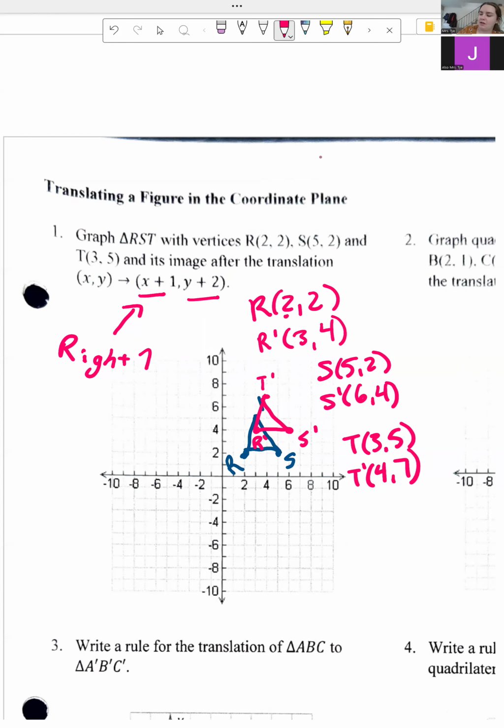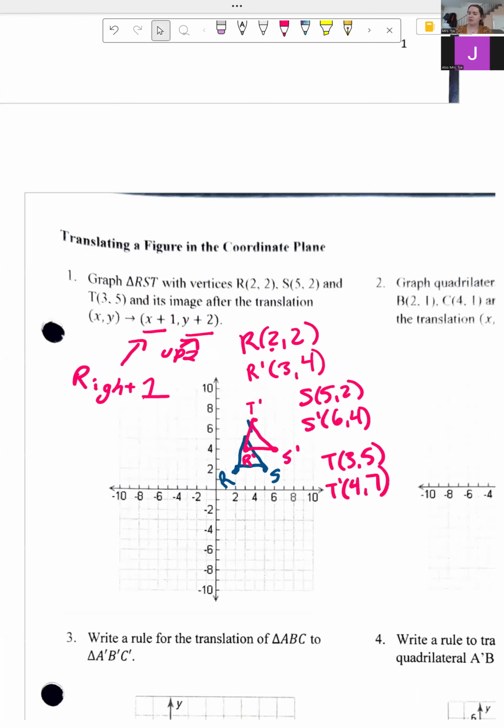Okay, and then we're adding right 1. This one would be up and down, so the Y value is up and down. If it's adding, it's going to be up. Subtracting will be down, so this is going to be an up 2. Okay, so really we could have just moved all those points right 1 and up 2, but I wanted you to get an idea of the meaning of the adding 1 and the adding 2, what it's doing to the points. But ultimately it's just a right 1, up 2.